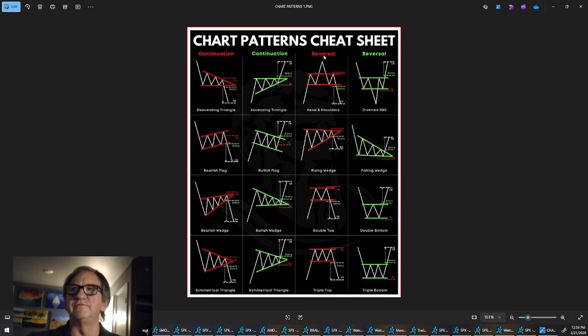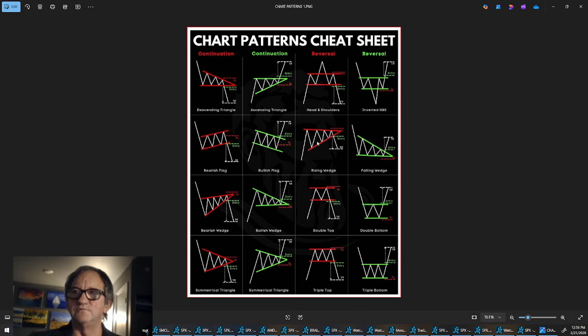Then you have the reversal, which is a head and shoulders. If you see a head and shoulders, as you approach the shoulder line, you might want to start thinking about an exit idea or scaling out. Let it retrace and maybe come back and break the second time.